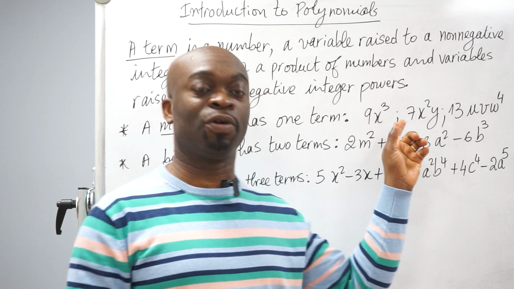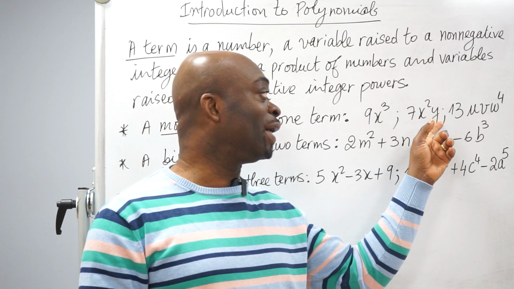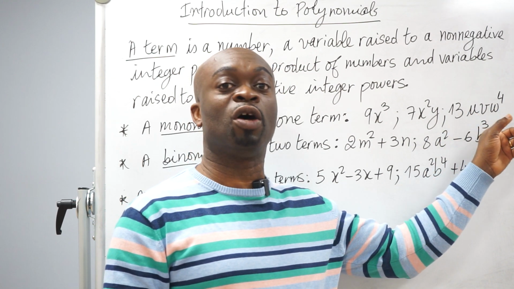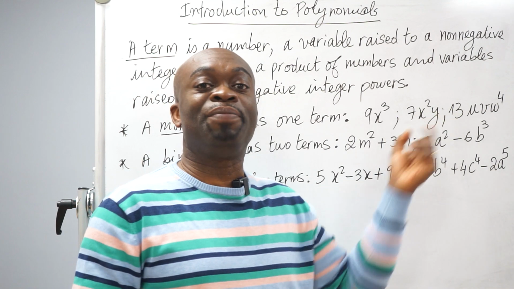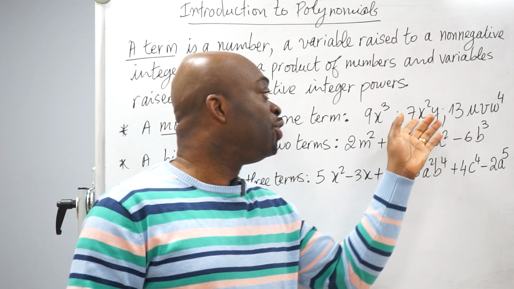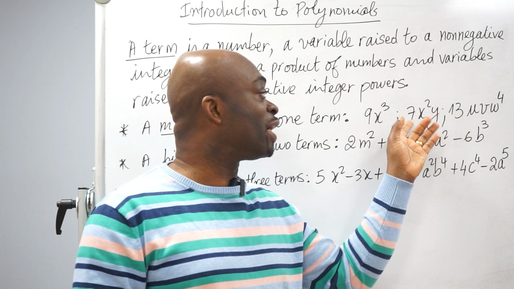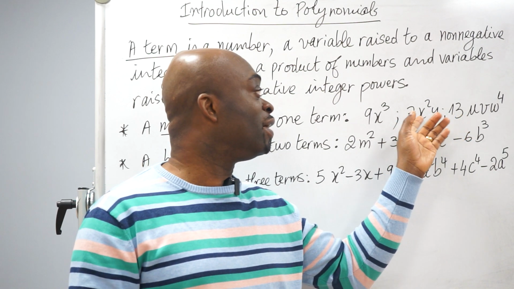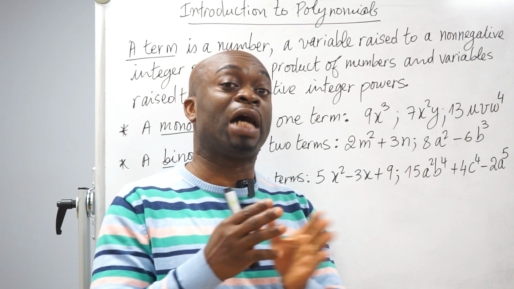We have 9x to the third power. Another example is 7x to the second power y. Another one is 13uvw to the fourth power. As you can see, it can be a number, or a combination of a number and two different variables, x or y, or even three different variables. So it can be a combination of that.